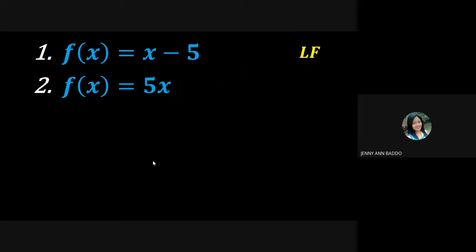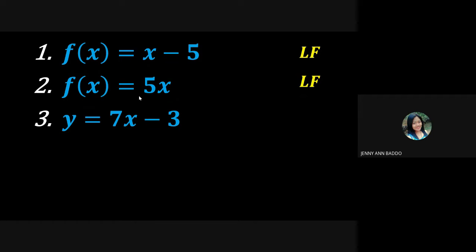Second example, f of x equals 5x. Obviously, this is in the form y equals mx plus b. So m here is 5. Take note, m is the numerical coefficient of x. So we have 5. And since we cannot see a constant here, the y-intercept is 0. And the degree of x is 1, therefore, again, it's a linear function.